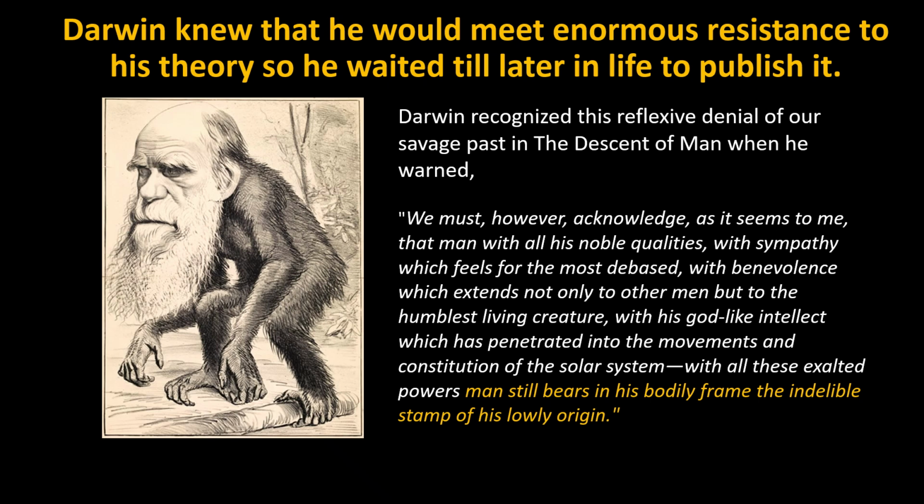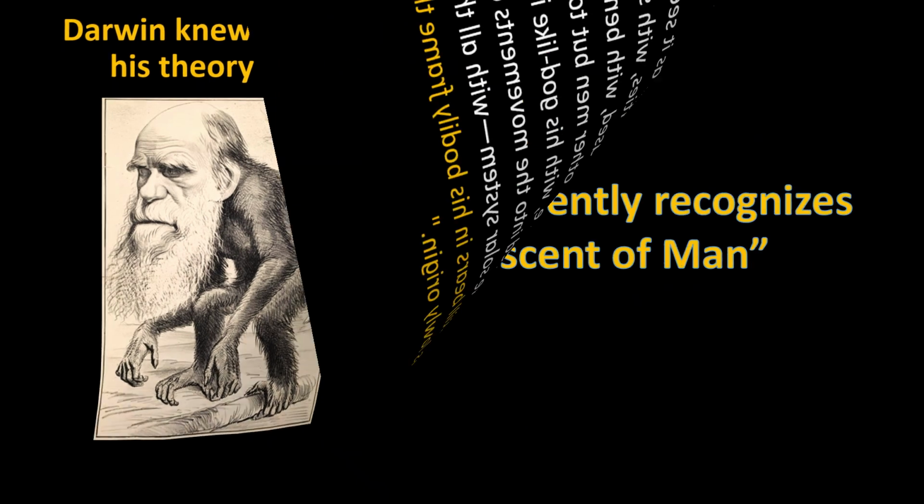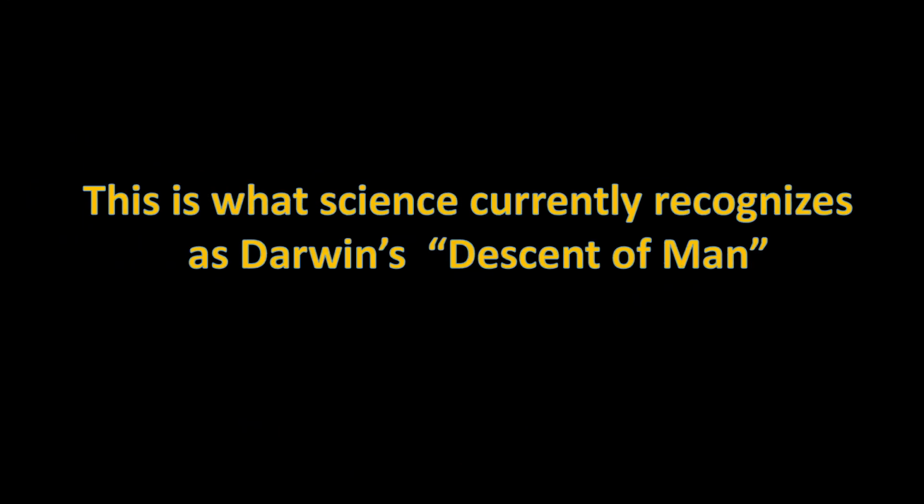"We must, however, acknowledge, as it seems to me, that man with all his noble qualities, with sympathy which feels for the most debased, with benevolence which extends not only to other men, but to the humblest living creature, with his godlike intellect which has penetrated into the movements and constitution of the solar system, with all these exalted powers man still bears in his bodily frame the indelible stamp of his lowly origin." This is what science currently recognizes as Darwin's descent of man.